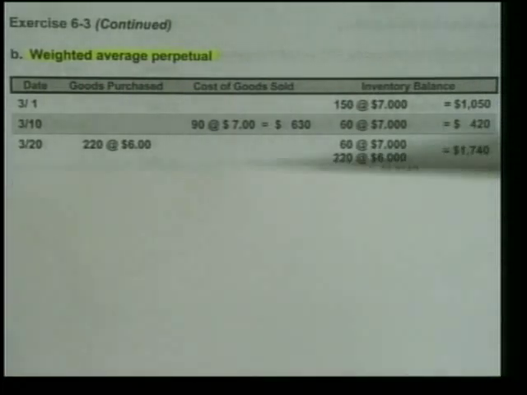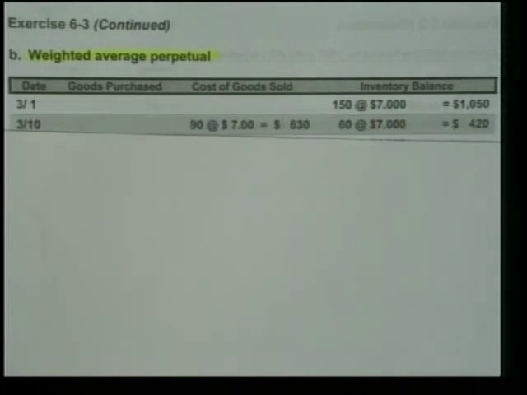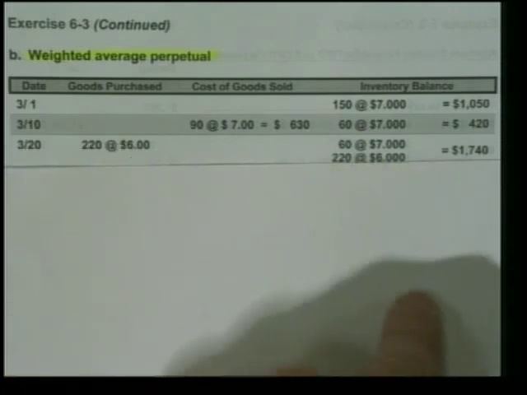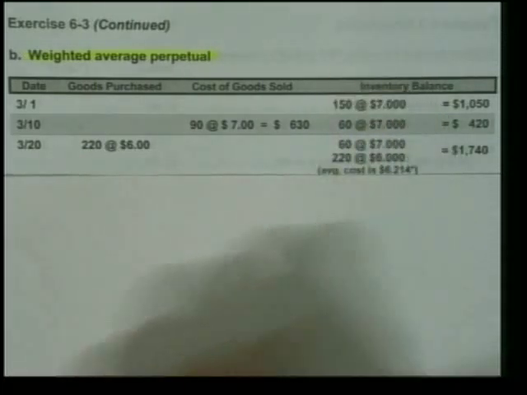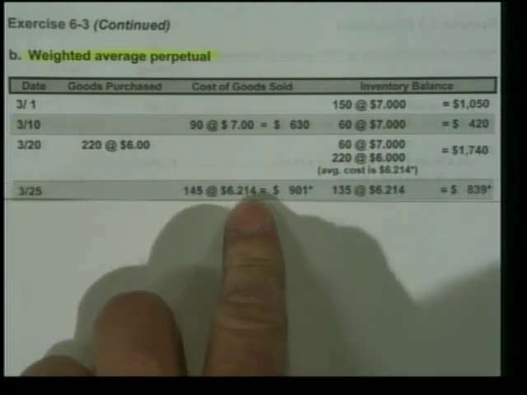Let's just go down layer by layer. Right here they had one, just one layer, so the average cost was pretty easy. But here they purchased another layer, these 220 at 6, so now they have to figure out the average cost. It's different than the last time. And when they sell those, they say that's what they sold it at.